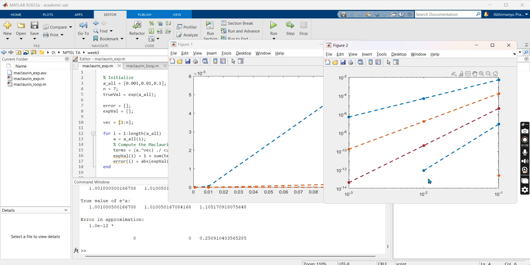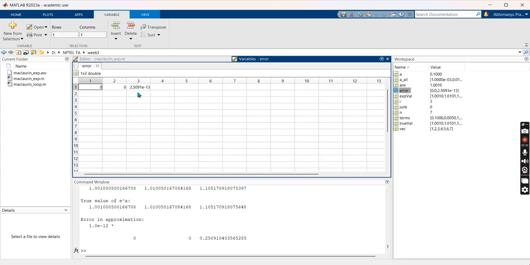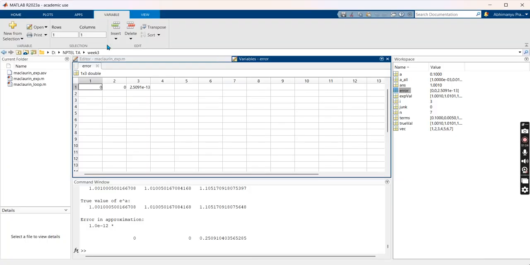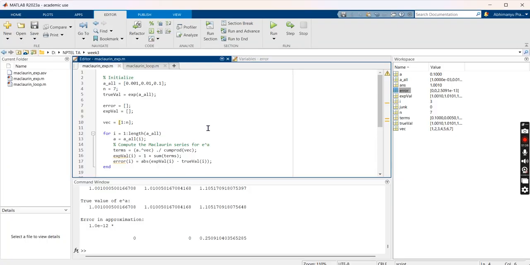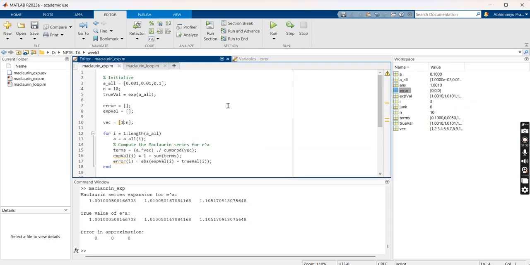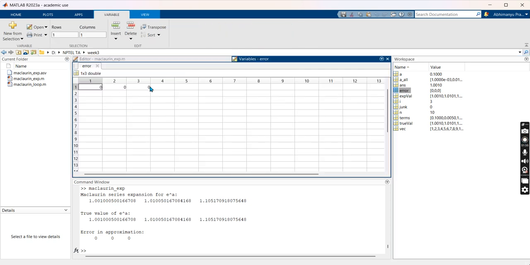So now this also goes to 0. For the second value also we are getting an error of 0. So you see, for 0.001 the error is 0, for 0.01 also the error is 0, and for 0.1 we got some very small value of error. So that point is being plotted over here. If I increase the number of points further, all the 3 points go to 0.